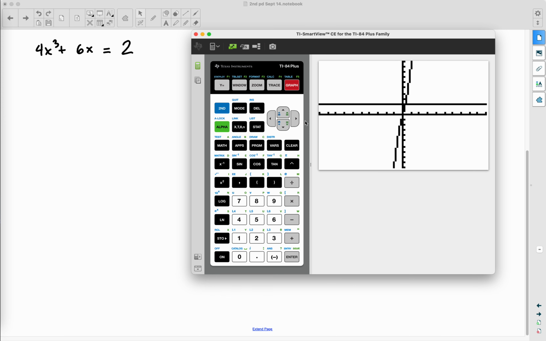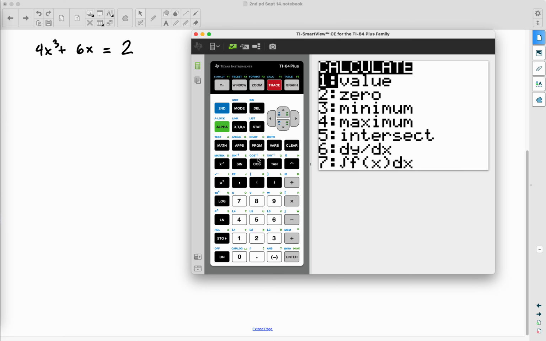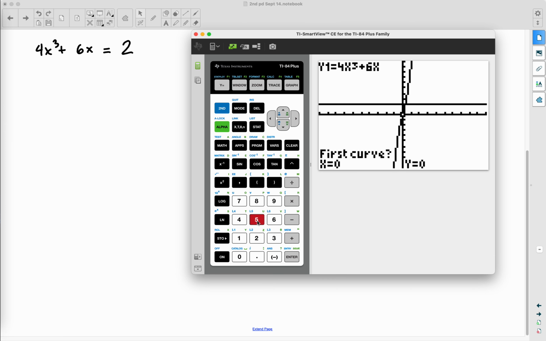Go to your graph and you can see there's an intersection, and if you know enough about cubics, you can see there's only going to be one intersection because it's going up forever and going down forever. Then we're calculating the intersections, that's second calc, and intersect is choice number 5. It asks you for the first curve, and you can see that it's blinking on the cubic. If I arrow up or down, it will go between the things in the y equals list. So just choose one of them, hit enter.